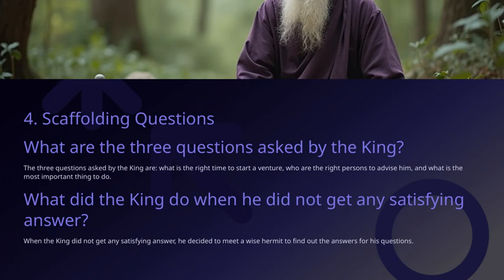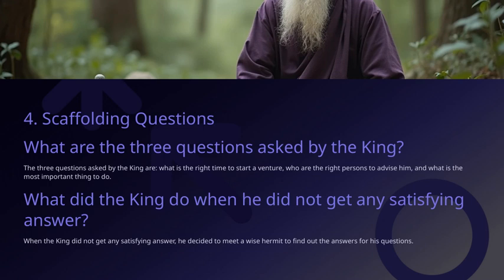Now, let's take a closer look at the scaffolding questions that the king asks. These questions are fundamental because they help guide important decisions. The first question is, what is the right time to start a venture? Timing can make all the difference in the success of an endeavor. The second question is, who are the right persons to advise him? Having wise and trustworthy advisors is crucial for making informed choices.